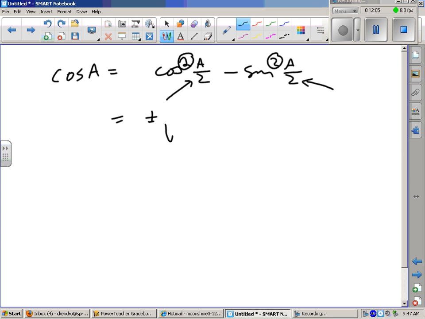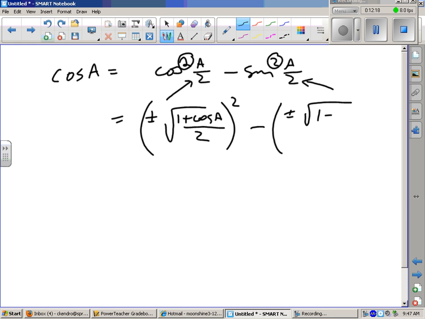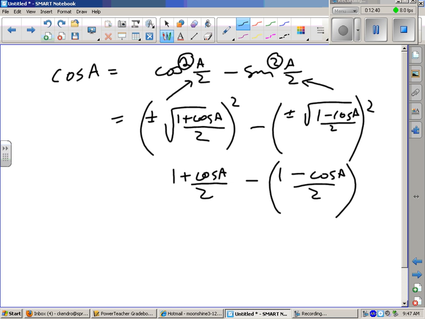For cosine, it's plus or minus the square root of 1 plus cosine A over 2, and don't forget the square, and then minus plus or minus the square root of 1 minus cosine A over 2. And again, I have to square that. Now, squaring a plus or a minus is going to end up being positive. Squaring a square root leaves you just what is underneath. So what I end up with is this. Now, why did I put that second one in parentheses? Well, because this minus sign means everything in that parentheses gets subtracted.